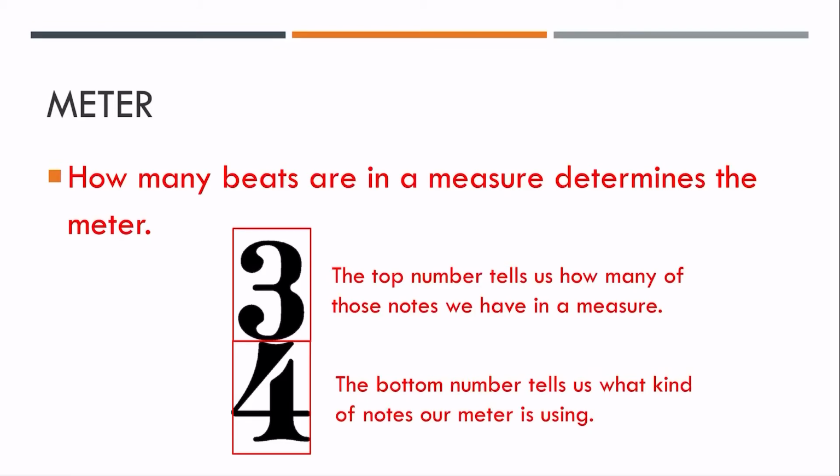So I'll just go ahead and tell you that if we have a number 4 on the bottom, that means that we're dealing with quarter notes. And then if we have a 3, that means we're going to have three quarter notes per measure. Three quarter notes per measure. All right, so let's look at how we're going to know what the number on the bottom means.